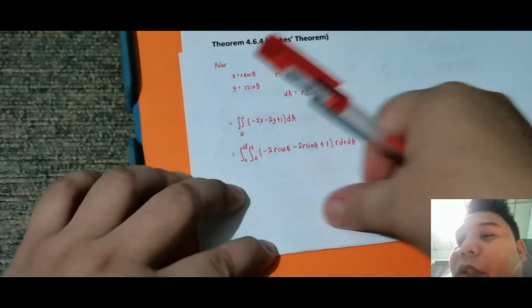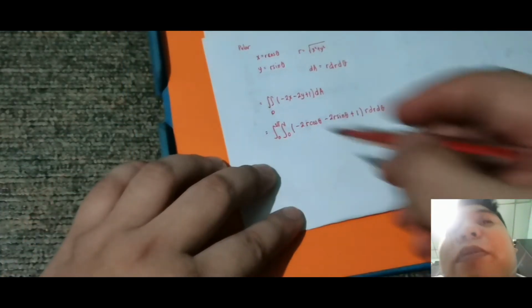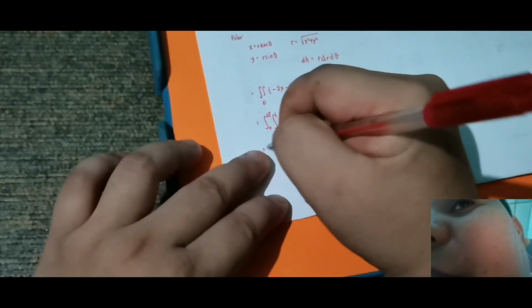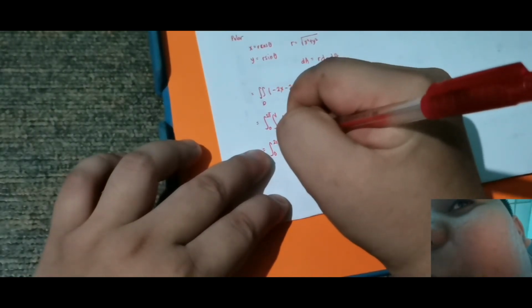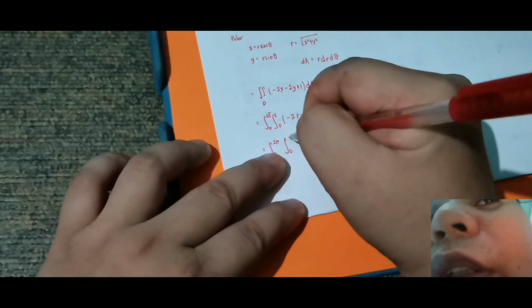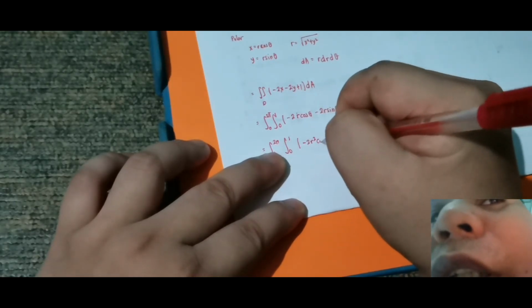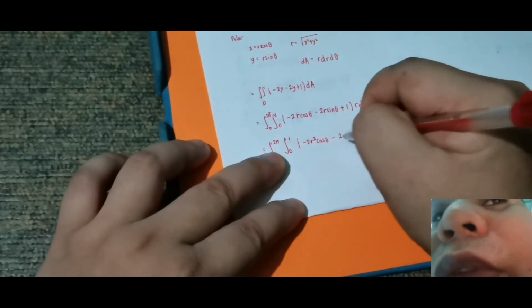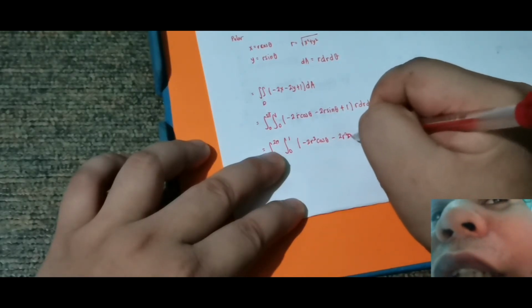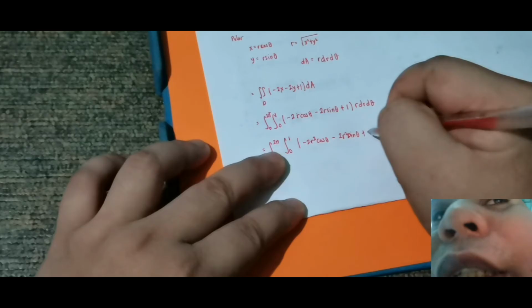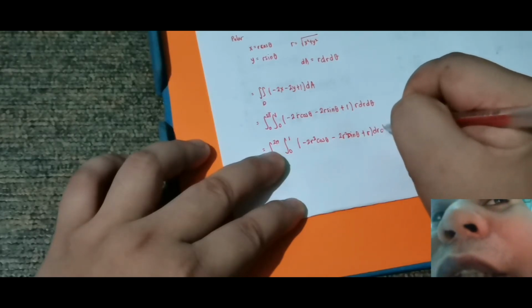Okay, so now let us solve this part. So, simplify muna natin rather. So, this is just integral from 0 to 2 pi, integral from 0 to 1 ng negative 2r squared cosine theta minus 2r squared sine theta, then plus r, then dr d theta.